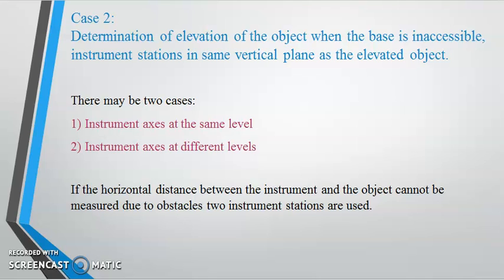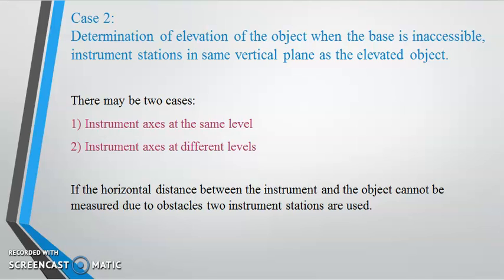Hello students, we will continue from where we had stopped in the first video, that is case 1. We will start with case 2, which says determination of elevation of the object when the base is inaccessible. This is very important, that is the base of the object is inaccessible to us. That means we cannot reach the base of the building or base of the tower, whatever you take it.